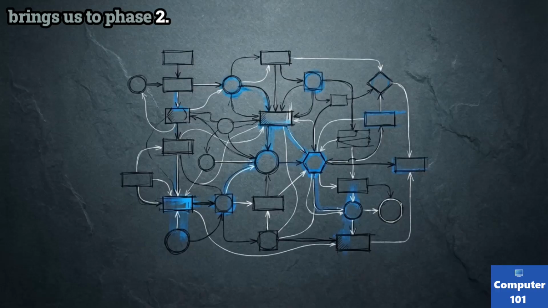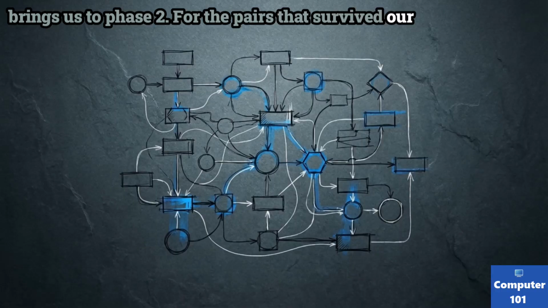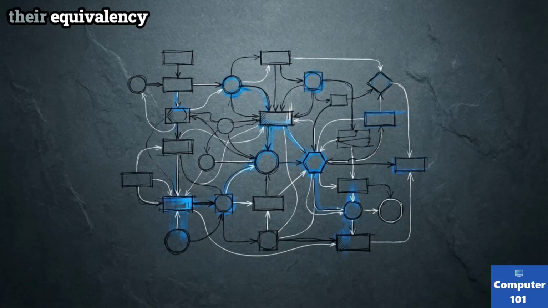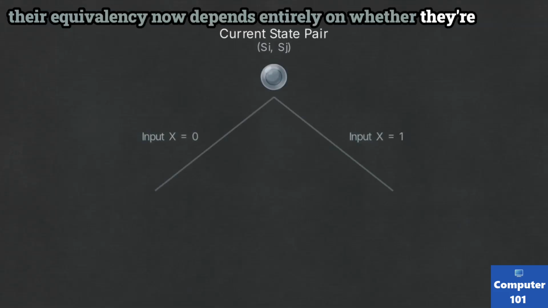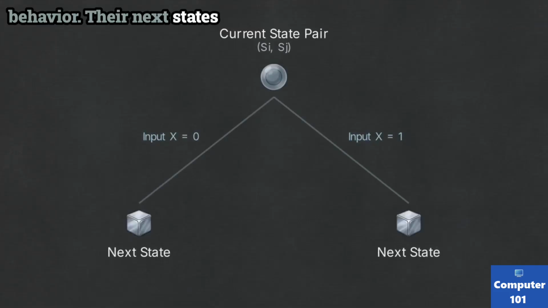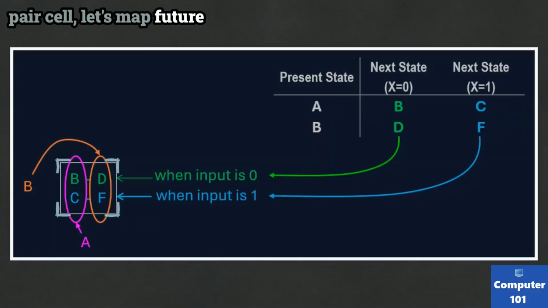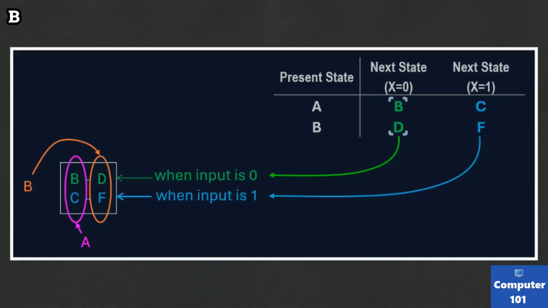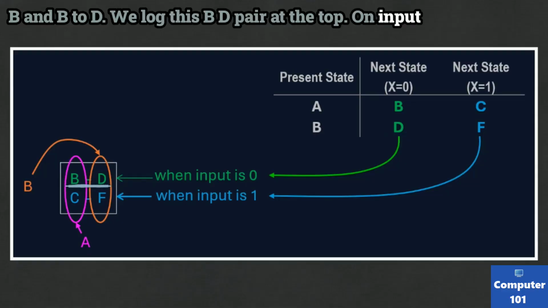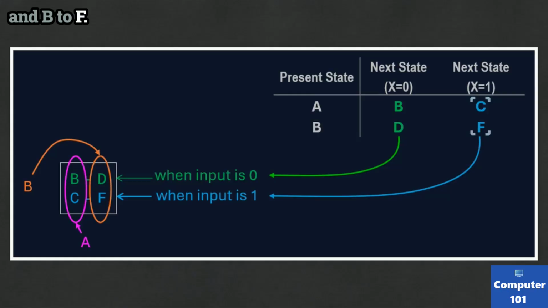This brings us to phase 2. For the pairs that survived our initial check, their equivalency now depends entirely on whether their future behavior, their next states, are also equivalent. Isolating the A-B pair cell, let's map future dependencies. On input 0, A transitions to B and B to D. We log this B-D pair at the top. On input 1, A goes to C and B to F. We write CF beneath it.